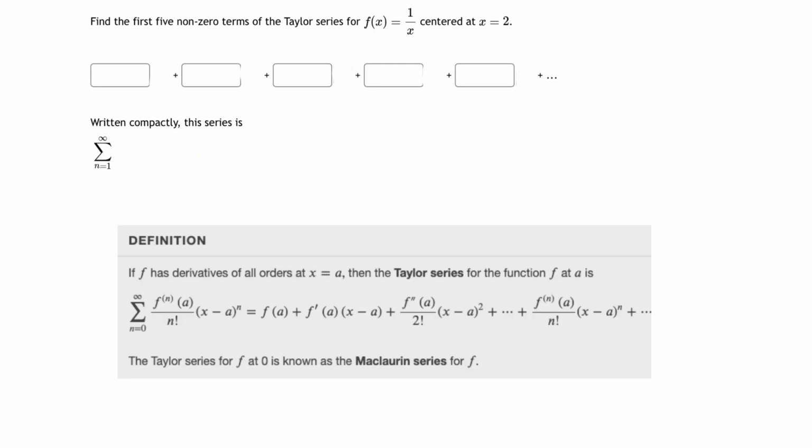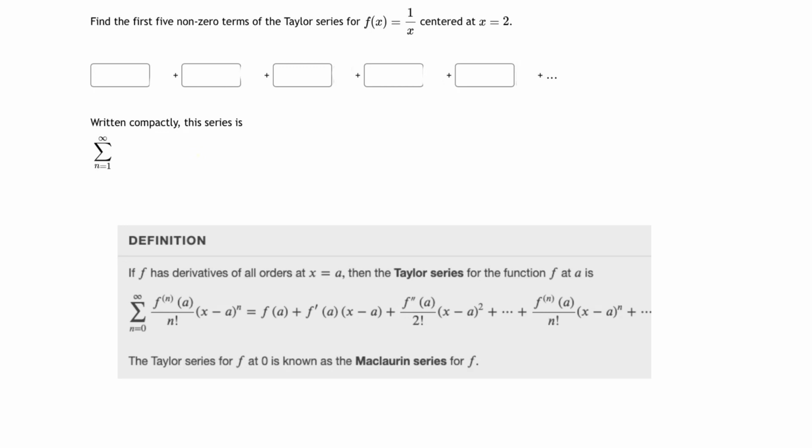If f has derivatives of all orders at x equals a, then the Taylor series for the function f at a is defined to be the infinite series, which is a collection of the derivatives of f at a divided by n factorial times the quantity x minus a raised to the nth power. A Taylor series is an infinite polynomial expression that approximates the function itself. So let's go ahead and calculate this Taylor series.